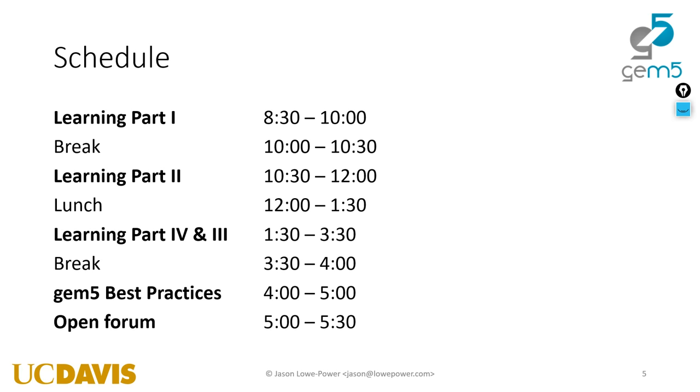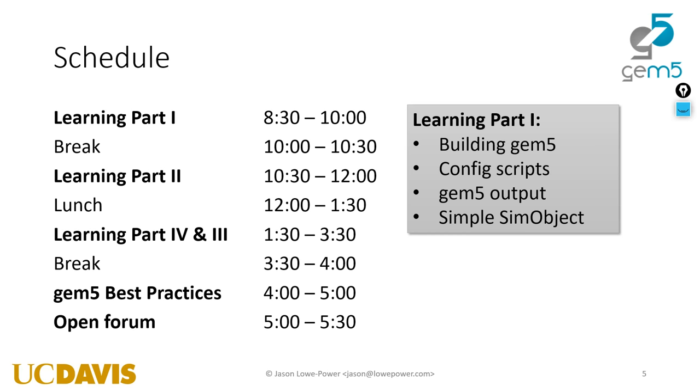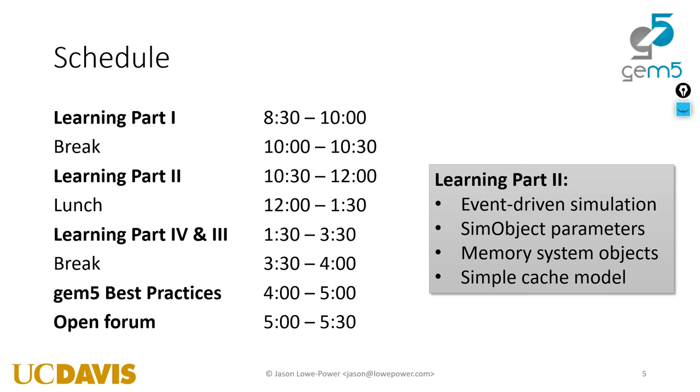So briefly going through the schedule today. First, in part one, we're going to talk about building gem5, how to write configuration scripts for gem5, and what the user interface is. Then, depending on time, possibly get to working on a simple sim object, which is actually in part two. In part two, we're going to be talking about how to use events and the event-driven simulation in gem5, what sim objects are, how to create a sim object, memory system objects, and depending on time, hopefully we're going to get to writing an entire model of a simple cache in gem5.